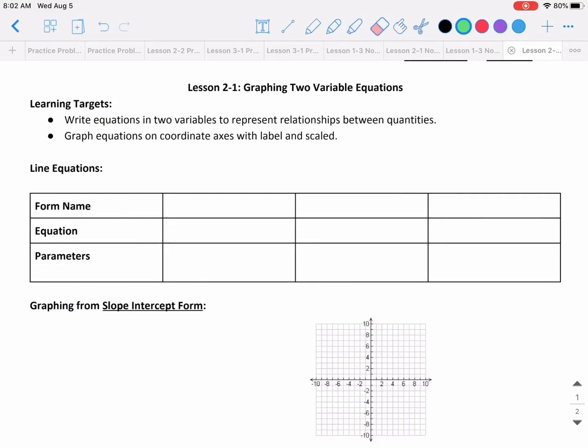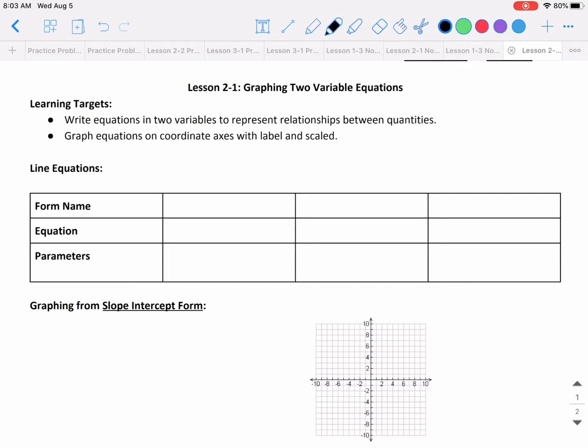In this video, I'm going to talk about graphing two variable equations. When we talk about two variable equations, we usually use x as our input value and y as our output value. We also refer to these equations as linear equations, and there's three forms that we need to know.